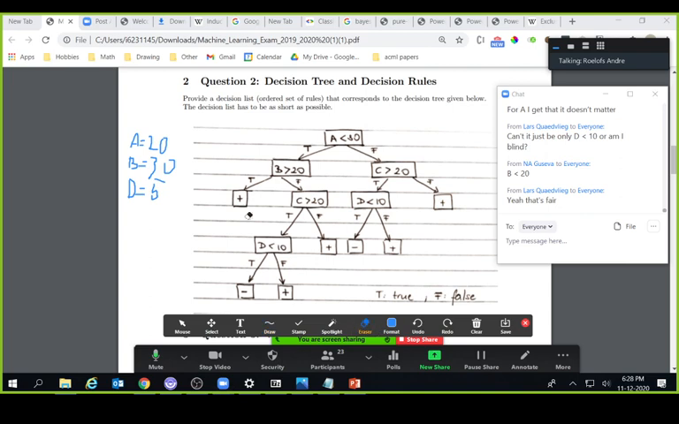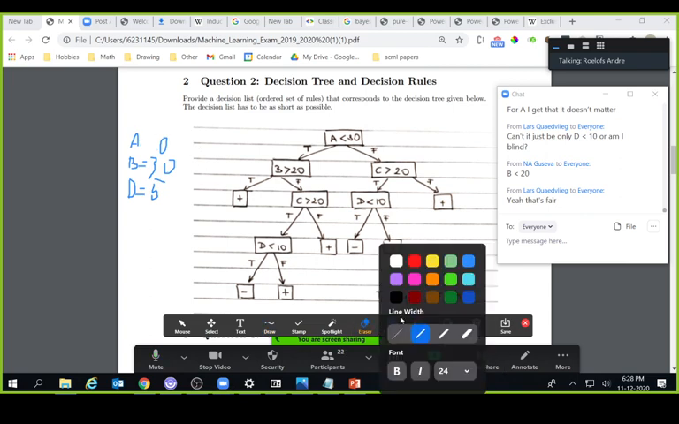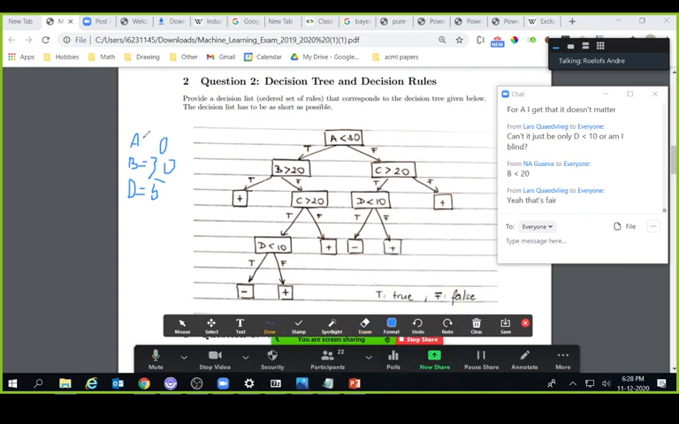If we now say that A is bigger than 30, so it's 40, then D decides, basically. Yeah. C. Actually, yeah. Because B is 20. So let's say that.